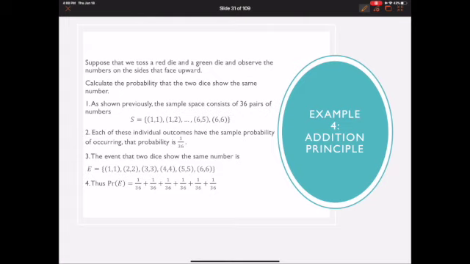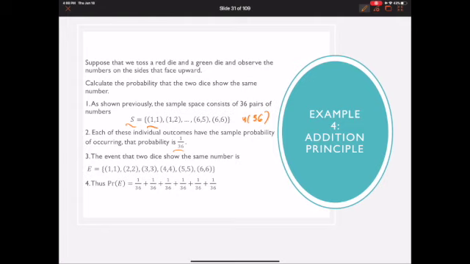So let's suppose that we toss a red die and a green die, and we observe the numbers on the sides that face upwards. I want to calculate the probability that two dice show the same number. So as I've done in a previous example, here's our sample space, right? Our sample space is 36. So each of these individual outcomes has a probability of occurring that's 1 out of 36. There's 1 out of 36 possible options that I could roll a 1 and a 1.